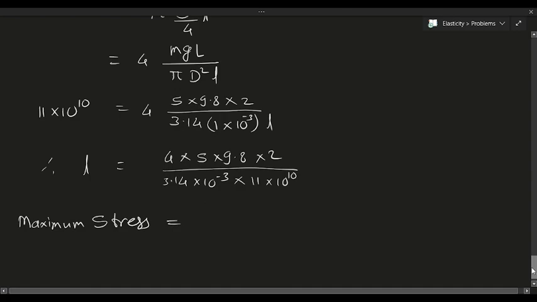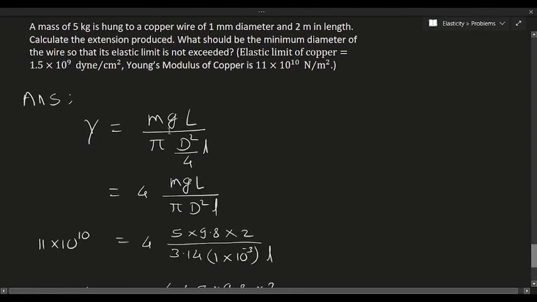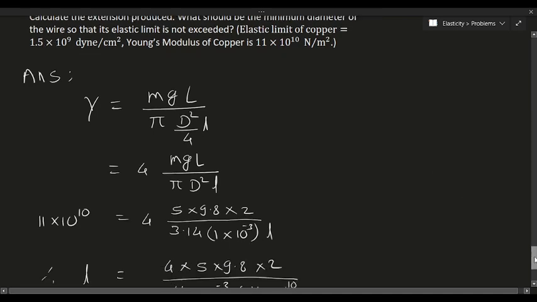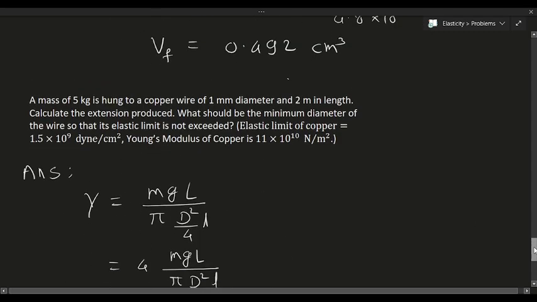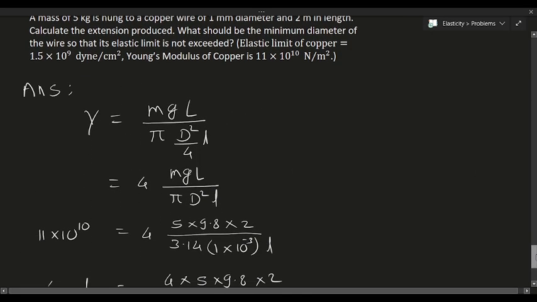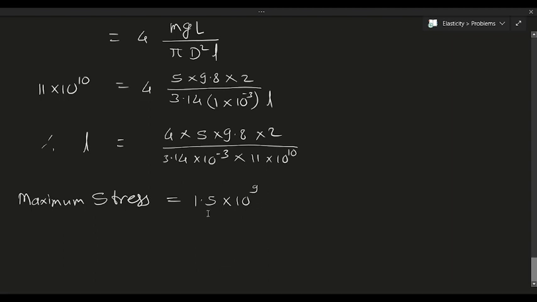How much is it given? It is 1.5 into 10 raised to 9, given in dyne per centimeter square. So the unit of length is centimeter and the unit of force is dyne, so we need not bother about it. We can calculate the diameter, and the diameter that we will get will be in centimeter.